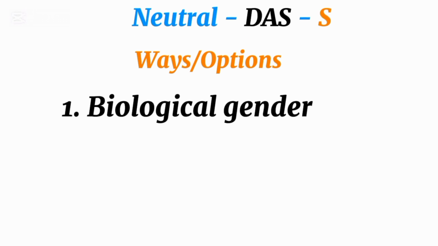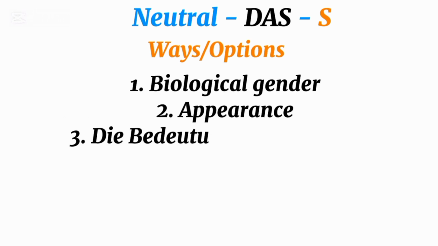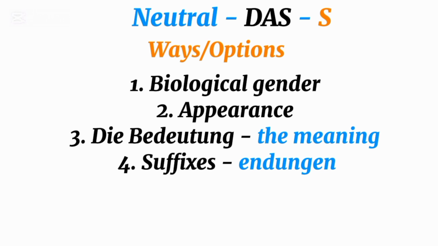There are 4 ways or options that will help in identifying whether a noun requires a die, das, or der. The first one is the biological setup. Is this noun feminine, male, or neuter? Neuter here refers to those kids, the kids in between. Maybe a male kid or a female kid. In German, they are given the neuter gender, which uses a das. We also have the appearance, we also have the meaning, and the final option is the suffix.